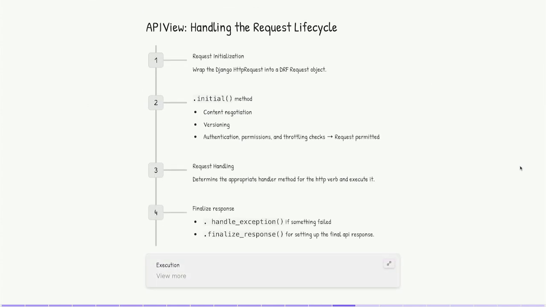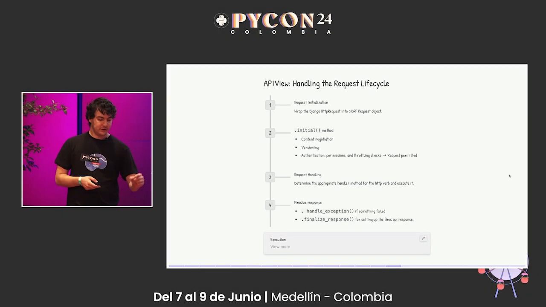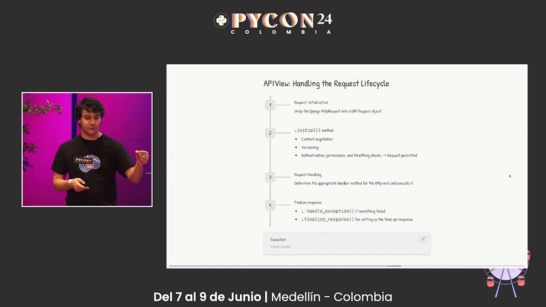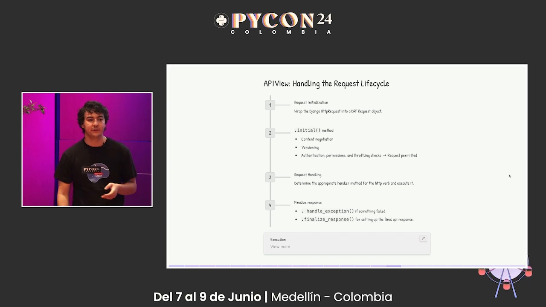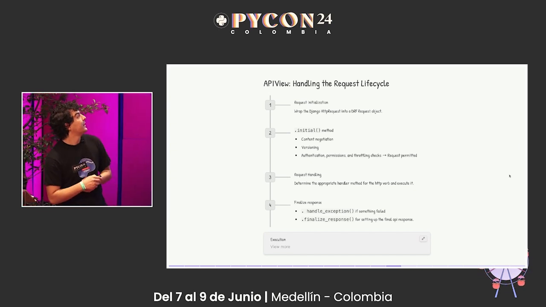So what's happening when you do the request? Like I told you, first there's a request initialization. It's basically taking the Django HTTP request and turning it into a Django REST framework request. Then you got the initial method. This initial method is for anything that should happen before the actual handling of the request. So you got content negotiation, versioning, authentication, permission, throttling. So in general, check, is this request permitted or not? Then it checks, okay, the method of this request is this, and I look for what's the handler for this method. So what's the actual method for the put, post, get, etc. And it calls this handler.